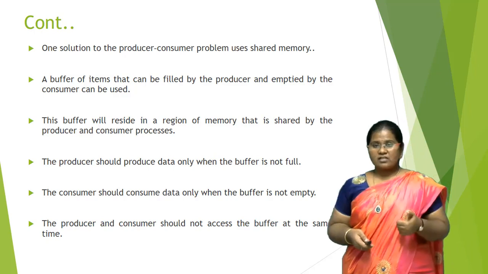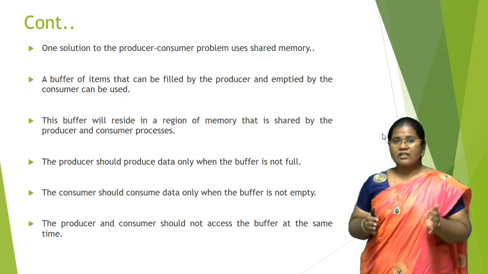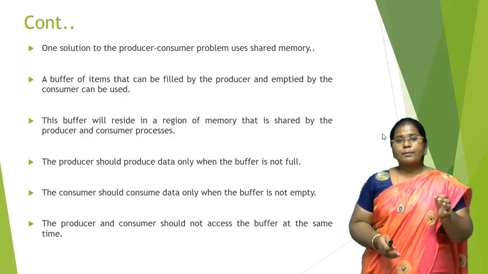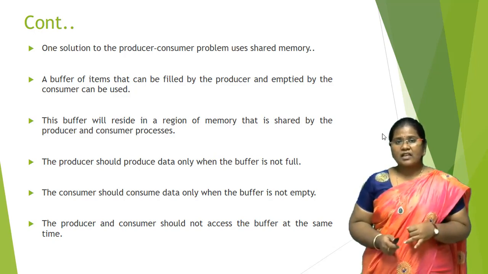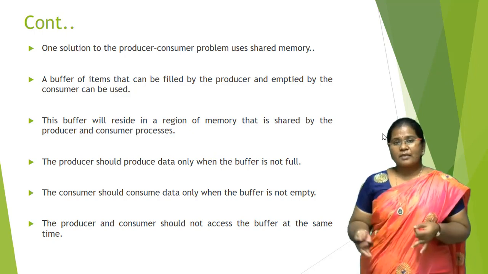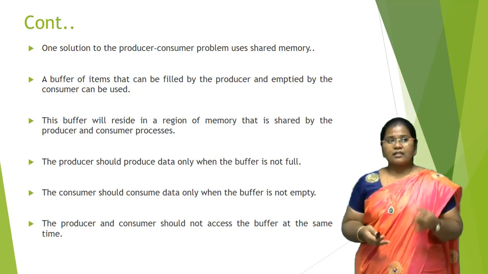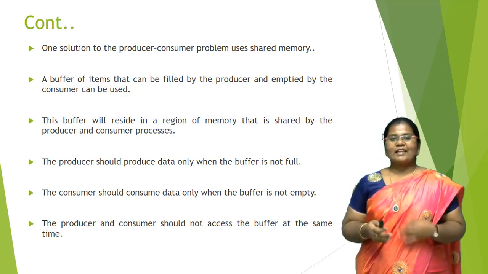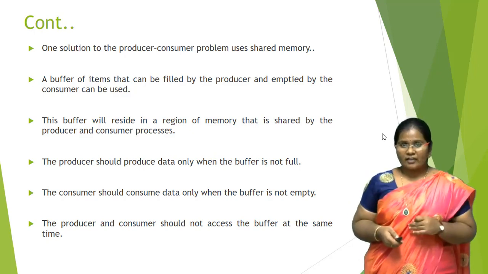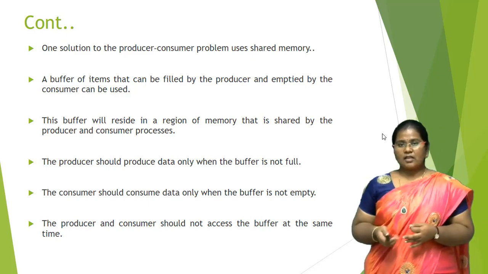There are three conditions that should be kept in mind when implementing this producer-consumer problem. First, the producer will only produce data when there is space to store that item in the buffer. If the buffer is completely full, the producer should not produce an item. The second is that the consumer will consume data only when there is data present in the buffer. If the buffer is completely empty, the consumer process should not consume data from the buffer. The third condition is that the producer and consumer processes should not access the buffer at the same time. This third condition can be achieved with process synchronization, which we will see in the next topics.